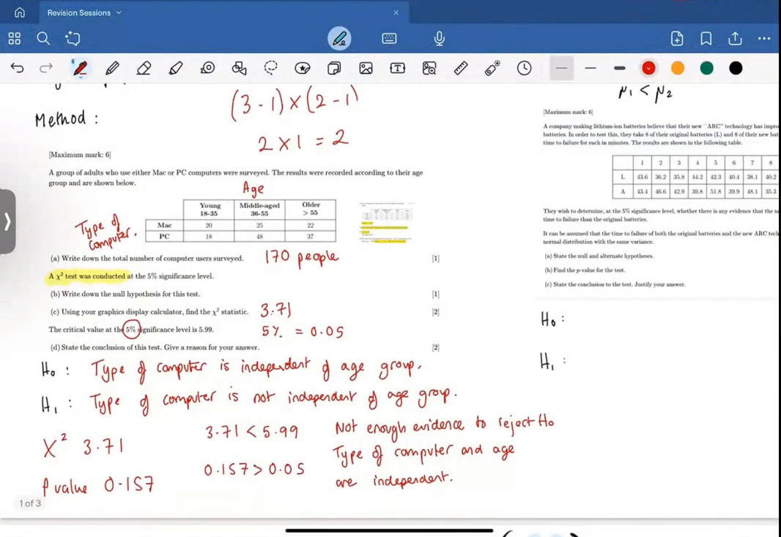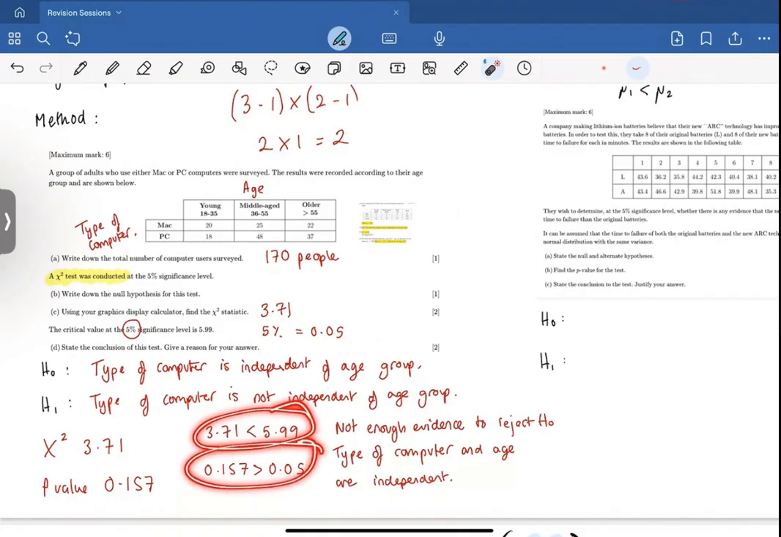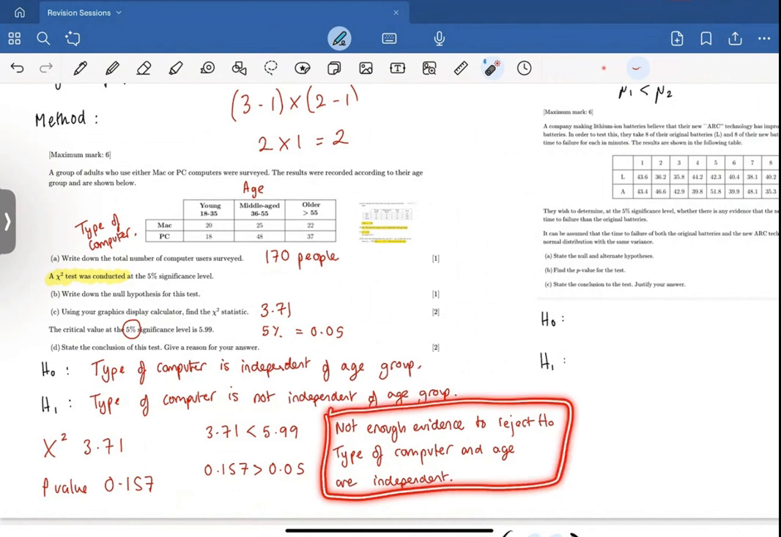We found the test statistic. And for this one, we actually had both pieces of information. So we could conclude it one way, or both ways. Now, in the exam, you only need to do one of these. And sometimes you are forced to use one of them. And then we do a little conclusion at the end. There's not enough evidence to reject the null hypothesis, so the computer and age are independent.